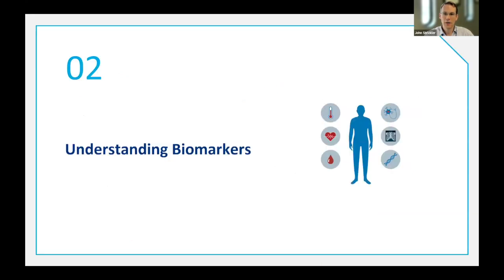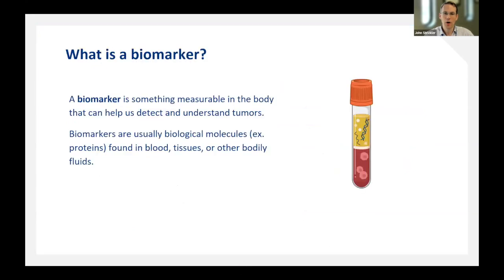All right, so let's dive in now to biomarkers. What is a biomarker? A biomarker is something that's measurable in the body. It can help us detect and understand tumors. They're usually biological molecules found in blood, tissue, or fluids. So what are we looking for? We're looking usually for DNA, but it could be proteins, or it could be RNA.